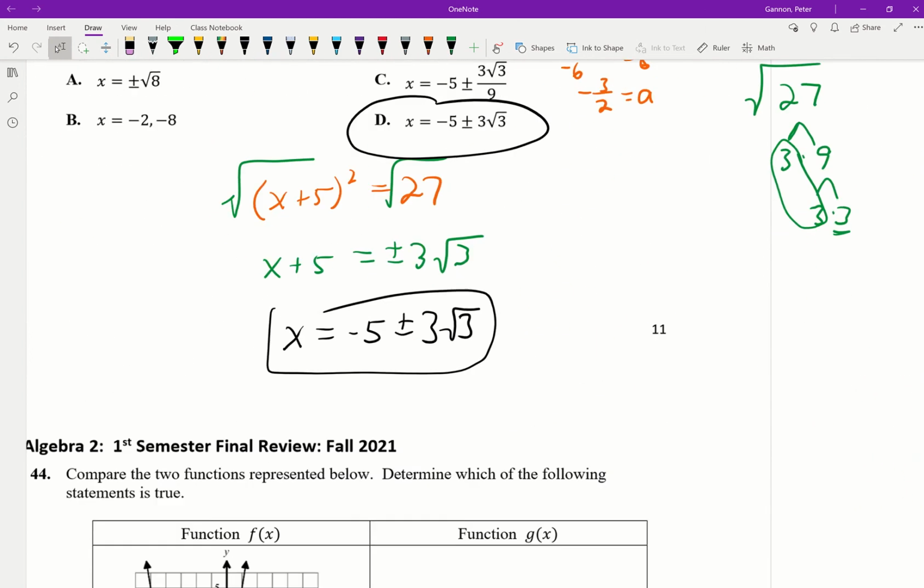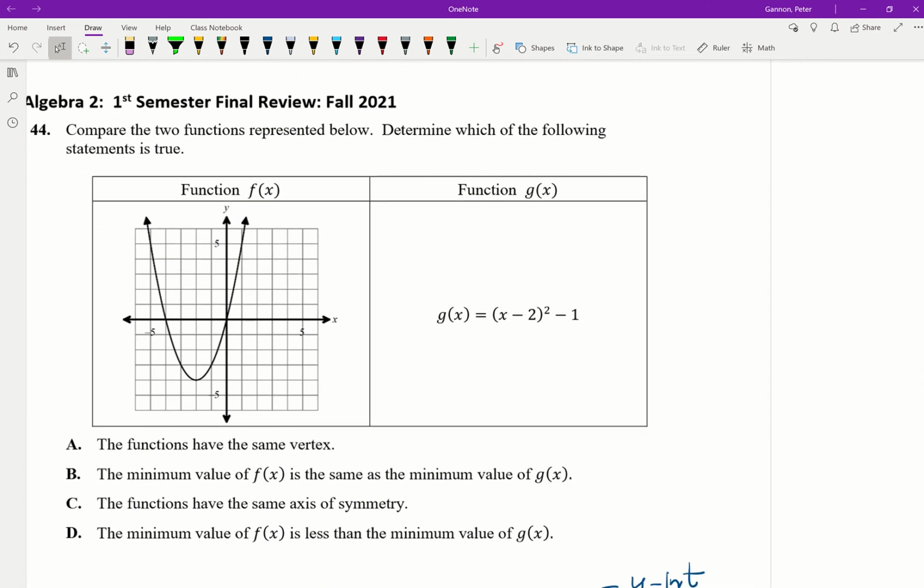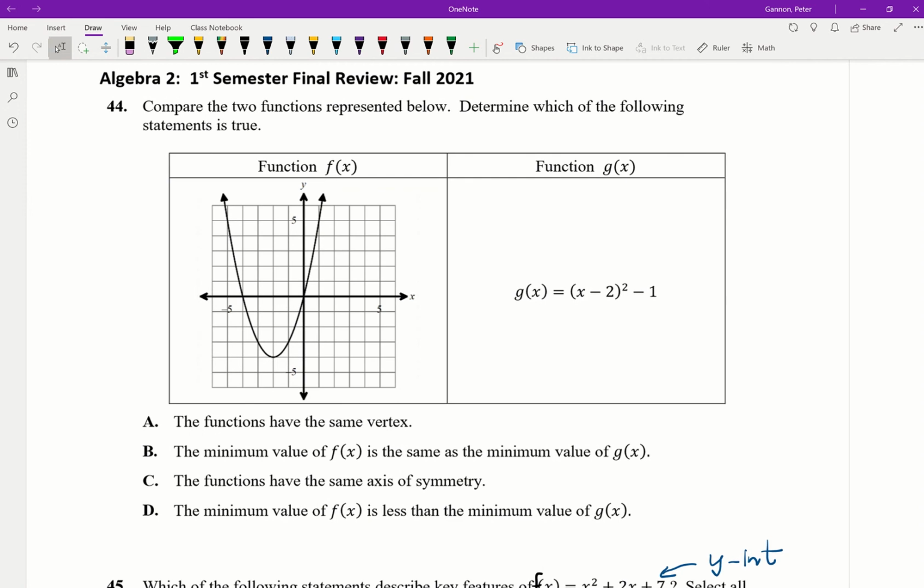All right, 44. So when I look at 44, compare the two functions represented below. Which of the following is true? If you look at the answer choices, it's talking about the vertex being the same, the minimum values being the same, the same axis of symmetry, or the minimum value of f of x is less than the minimum value of g of x. Now that might seem kind of like a hard problem, but they actually give us an easy way to identify the information we need. It's all based on the vertex.